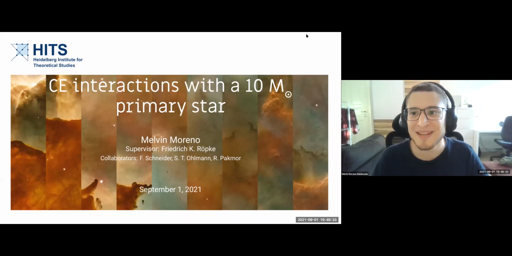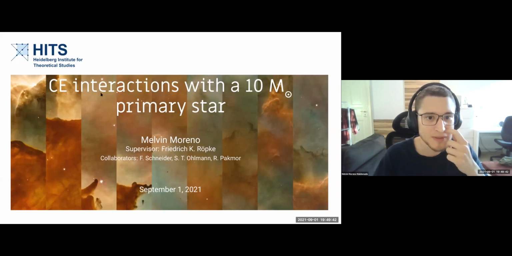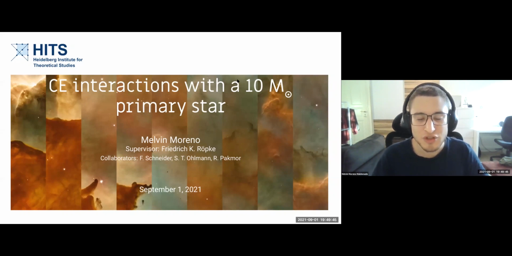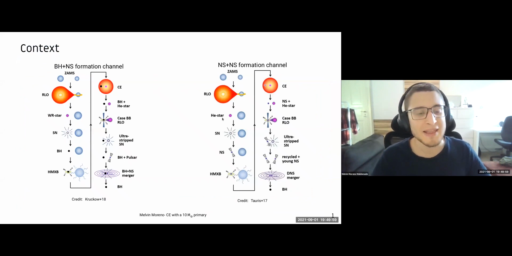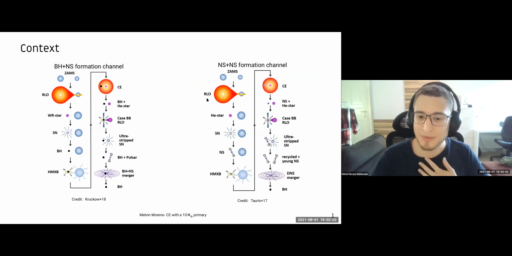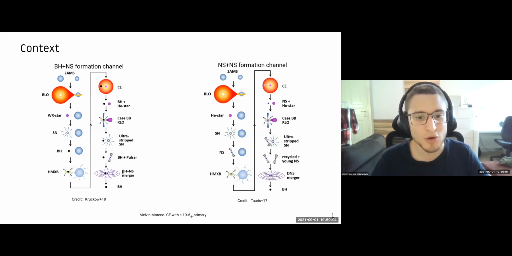Okay, thank you. So I'm Melvin Moreno, and I'm a former master student of Friedrich Röpke, who talked yesterday, and I did this research that I'm going to show at HITS. Other people that collaborated with me are Fabian Schneider, Sebastian Ullmann, and Rüdiger Blackmore. We're all interested in common envelope here, and the context of the common envelope that I'm interested in is black hole neutron star systems and double neutron star systems.